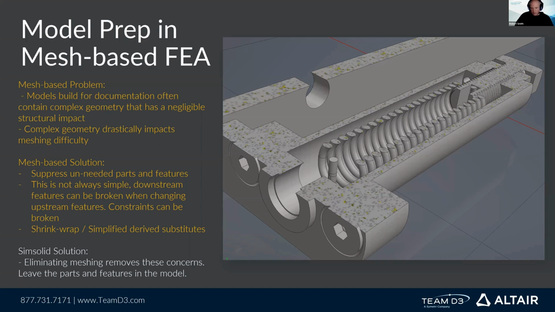In SimSolid, the solution is just to leave it, right? And the same thing with the interferences. The SimSolid solution is just to leave it alone. SimSolid is very tolerant of interferences. It's gonna resolve the contacts, whether or not they're interfering, or even if there's small gaps. And in the case of these complex geometries, you could just leave them in. We're no longer meshing it. It's not a concern anymore.